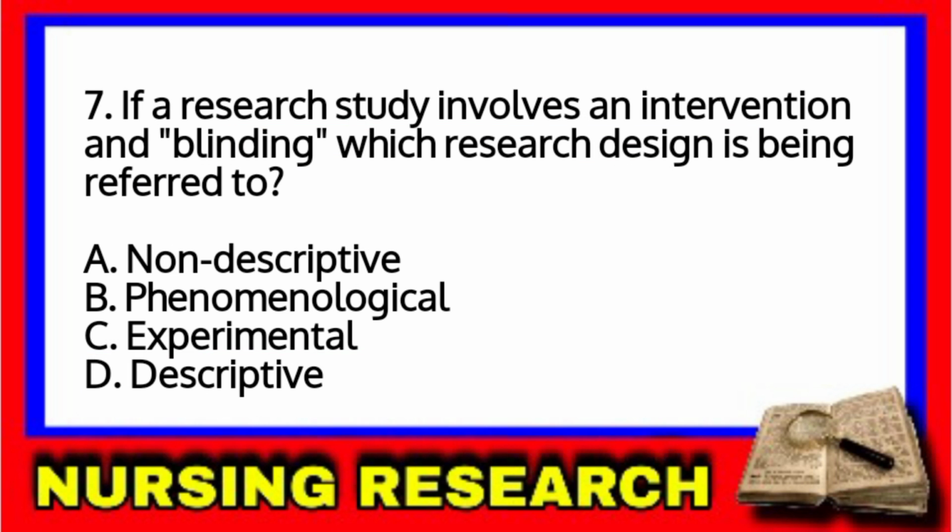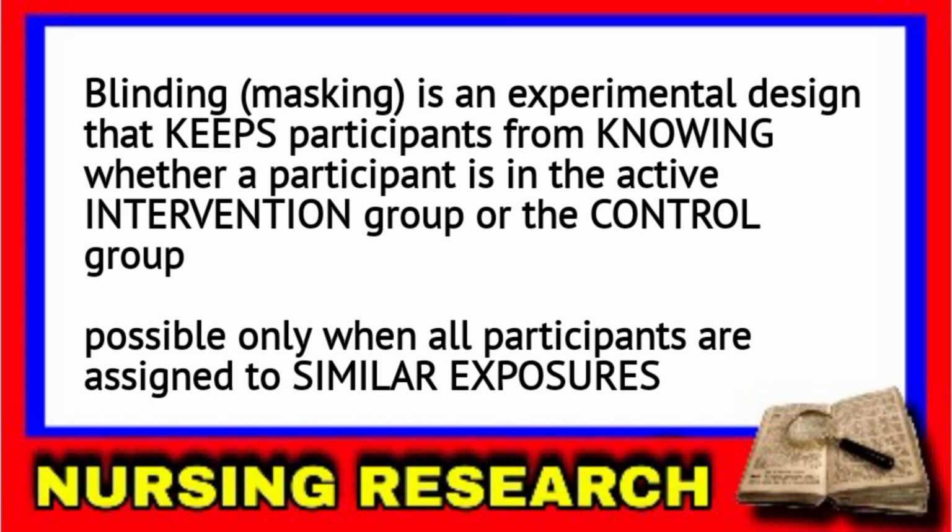The next, question number 7, if a research study involves an intervention and blinding, which research design is being referred to? A. Non-descriptive, B. Phenomenological, C. Experimental, or D. Descriptive. So, among which of these research study involves intervention and blinding? So, if we say blinding, blinding is also known as demasking, okay? So, it is an experimental design that keeps participants from knowing whether a participant is in the active intervention group or the control group. So, possible only when all participants are assigned to similar exposures.